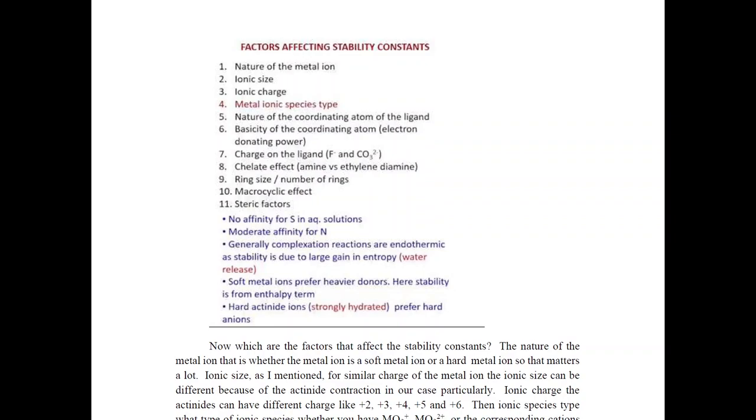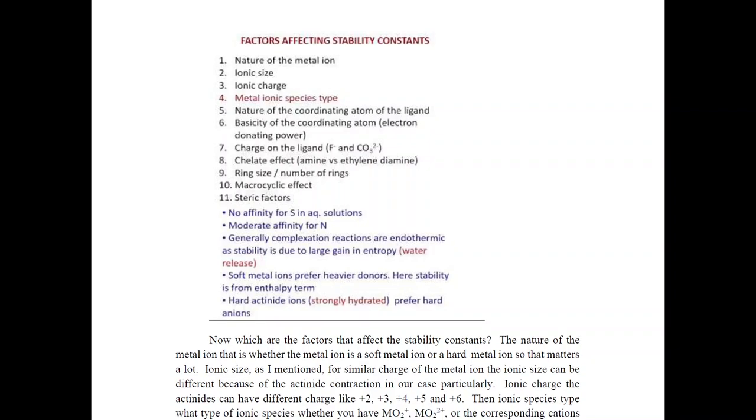Now, the factors which affect the stability constants are the nature of the ion, ionic size, ionic charge, metal ionic species type, nature of the coordinating atom of the ligand, basicity of the coordinating atom, charge on the ligand, which is F minus or C 2 minus, chelate effect, ring size, macrocyclic effect, steric factor, etc. Now, there is generally no affinity for sulfur in aqueous solution. There is a moderate affinity for nitrogen.